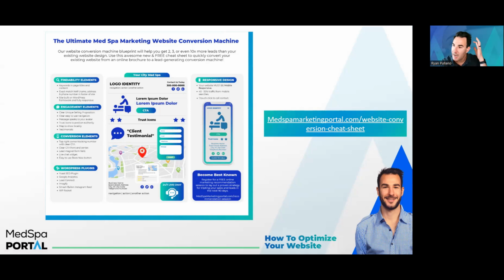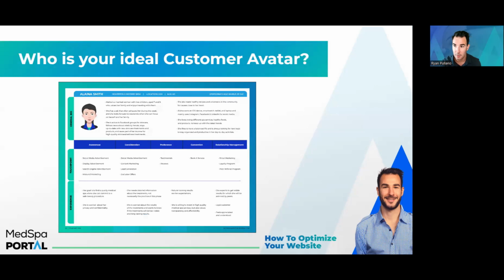It's basically a free PDF that shows you how to turn your website into a conversion machine. It's going to show you the engagement elements, the conversion elements, even some WordPress plugins. And then this is how your website should be laid out, with the phone number, the logo, a strong call to action, client testimonials, and Google Maps, stuff like that. So you can look at this and say, does my website mirror this? If not, what do I need to do?